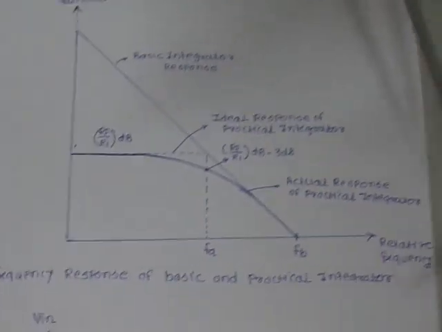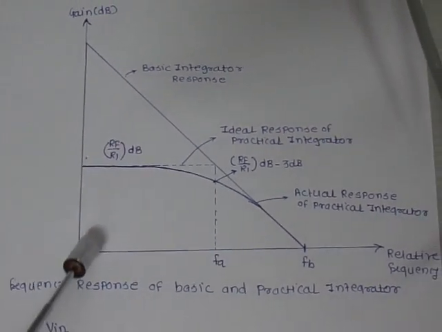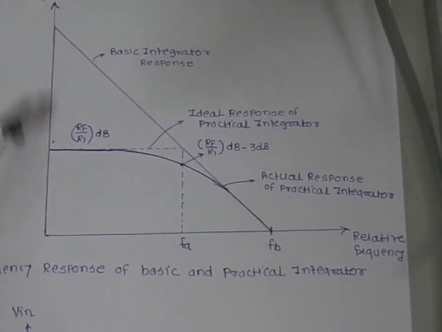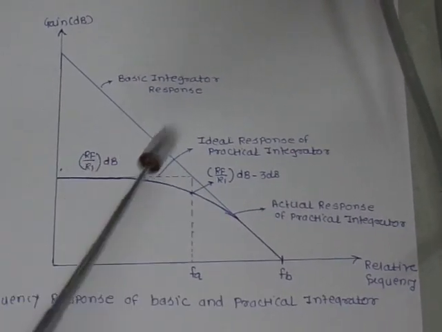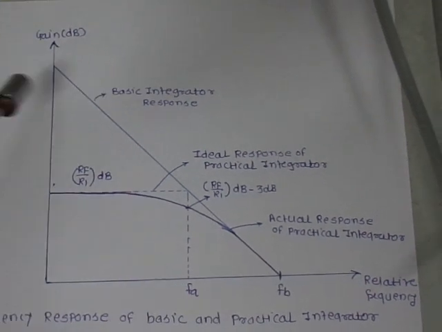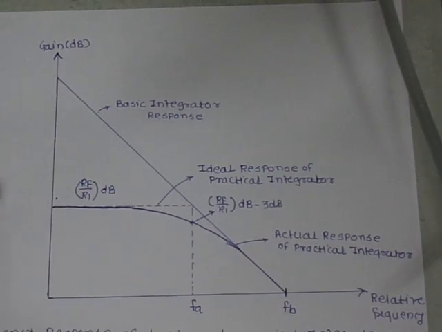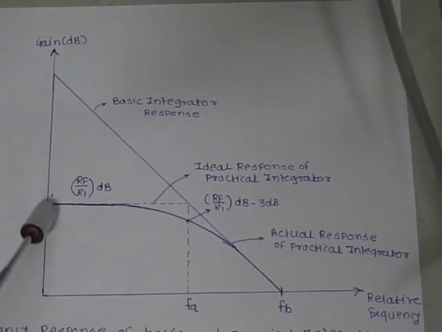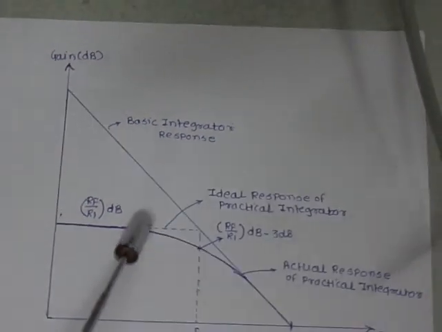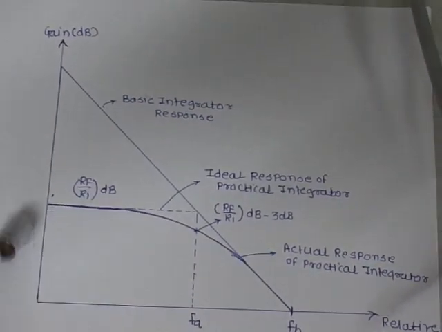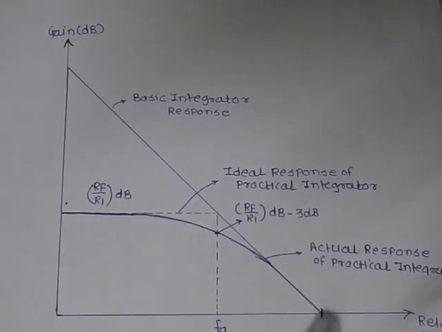This is the response of an integrator. As I mentioned, for a basic integrator, when the resistive element is not present in the feedback path, the gain is very high and the output goes to saturation. So this is the response for the basic integrator. When we connect a capacitive element and a resistive element in the feedback path, the dotted line shows the response for the ideal integrator circuit, and when we take the measurement, this type of response we get for a practical integrator circuit.